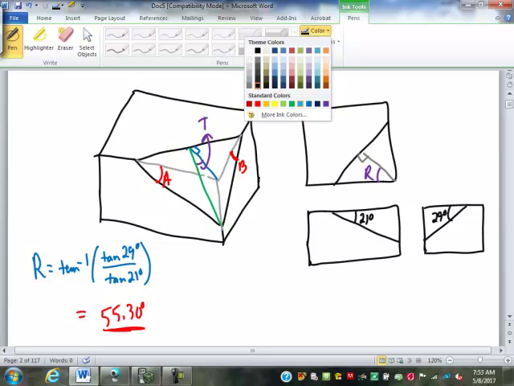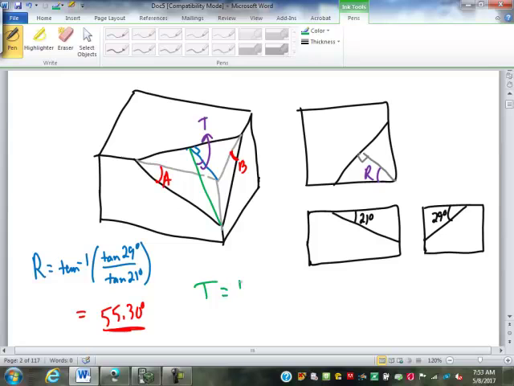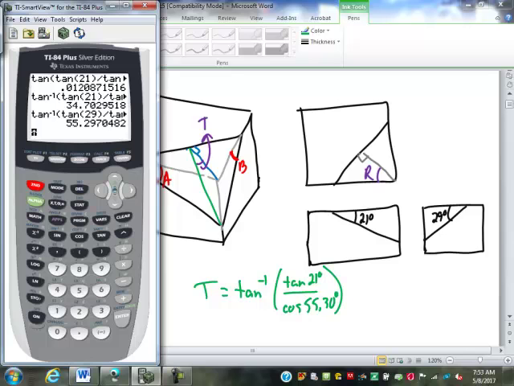Then for T, it is going to be the inverse tangent of the tangent of A, 21 degrees, over the cosine of R, the 55.30 degrees. So second tangent, 21 close divided by cosine 55.30. Close and close.